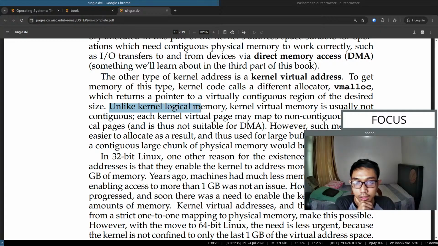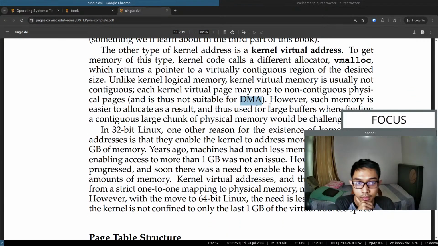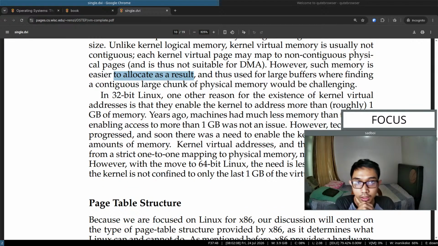Unlike kernel logical memory, kernel virtual memory is usually not contiguous. Its kernel virtual pages may map to non-contiguous physical pages and are thus not suitable for direct memory access. However, such memory is easier to allocate as a result, and thus used for a large buffer where finding a contiguous large chunk of physical memory would be challenging.